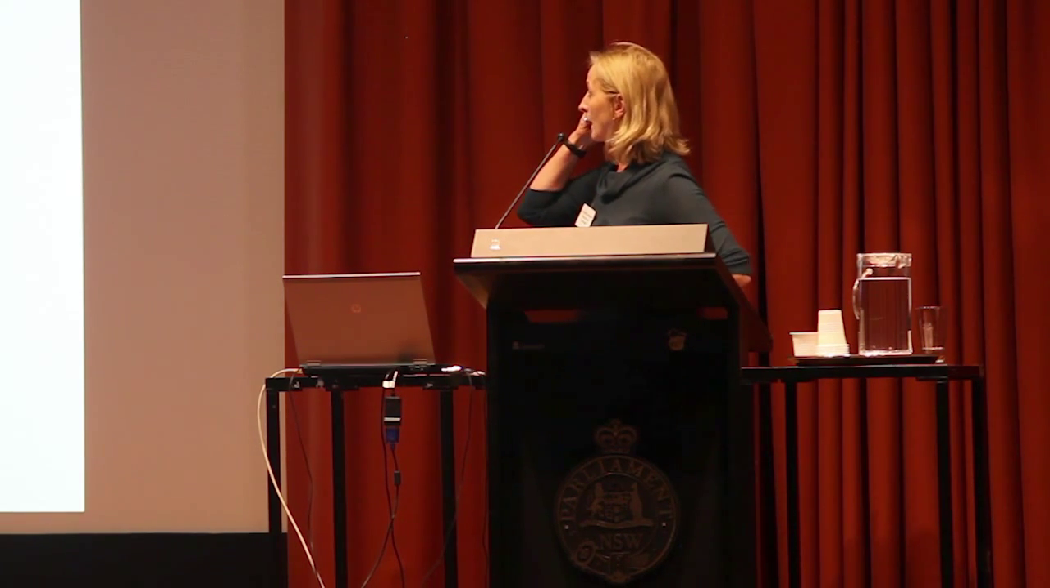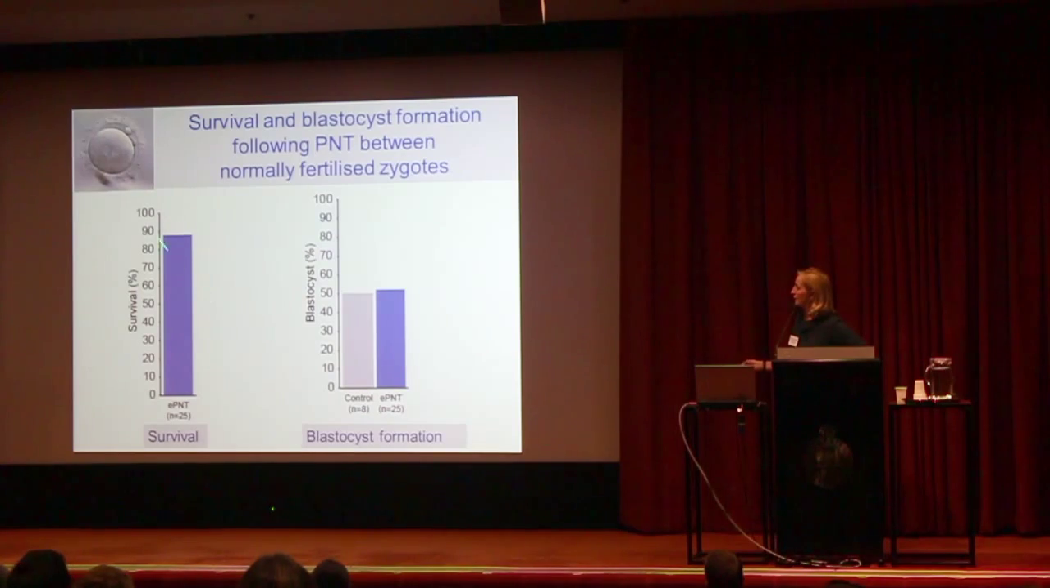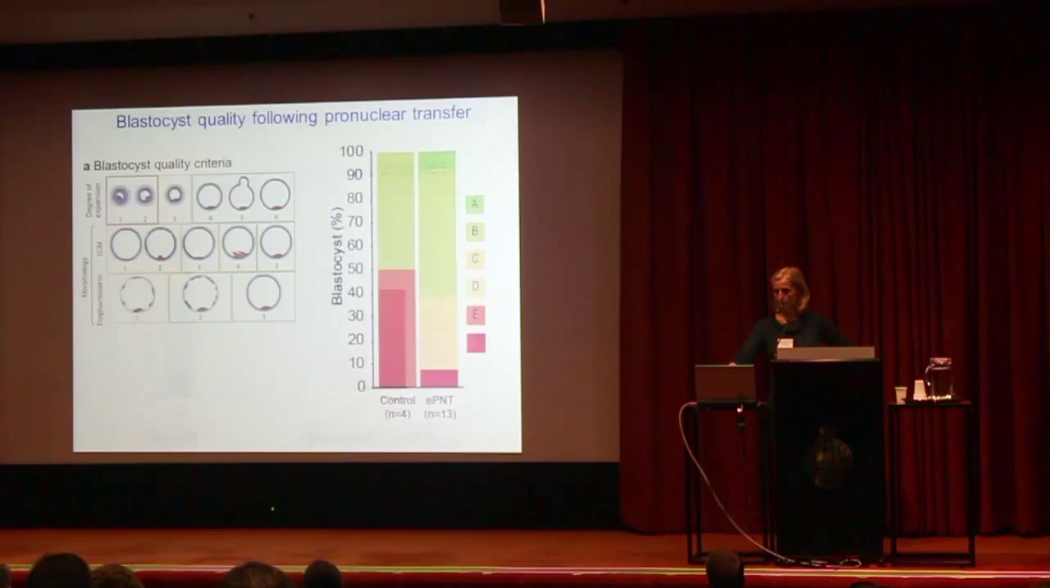So using these normally fertilized eggs, we find that almost 90% of them survive the procedure. And then our blastocyst development when we transfer these pronuclei is equivalent to controls, up to 50%. So in terms of blastocyst development, the procedure is actually working much better than I thought it would.